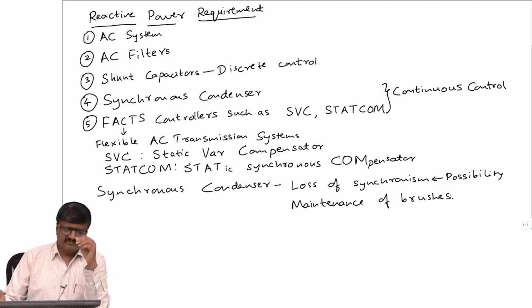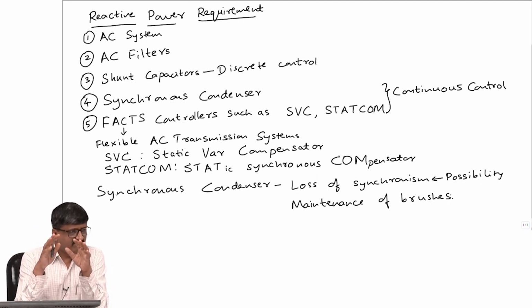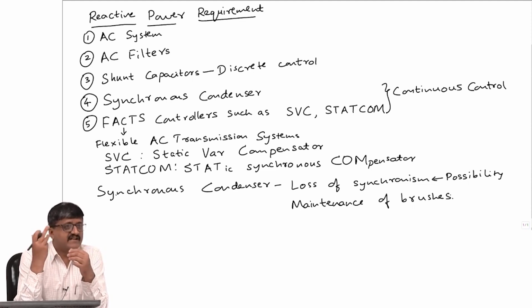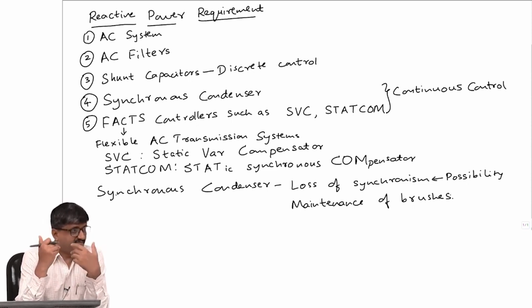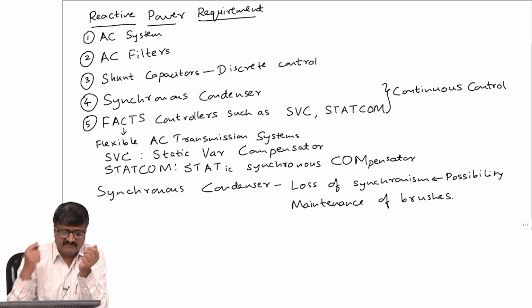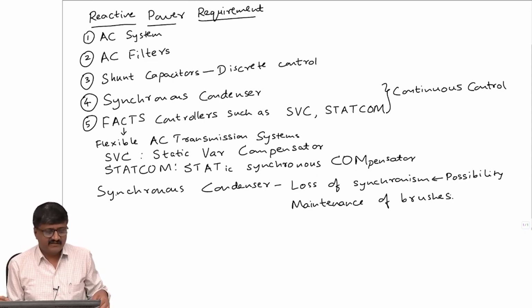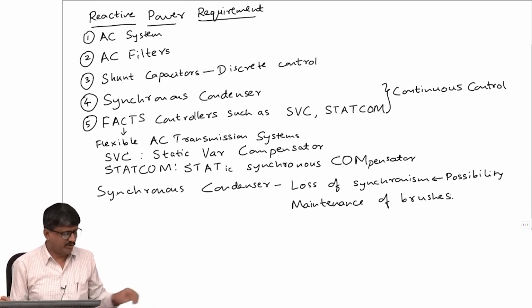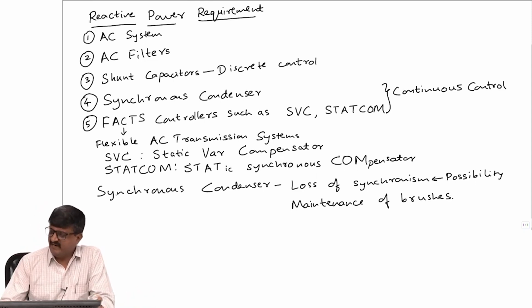I presume you are all familiar with the synchronous condenser. As I said, it's a synchronous machine without a prime mover, without a mechanical load, connected to the grid. I can generate reactive power by controlling the field current. In fact, I can generate or absorb reactive power by varying the field current. That's the advantage of the synchronous condenser: it has continuous control. So that's about the reactive power requirement.